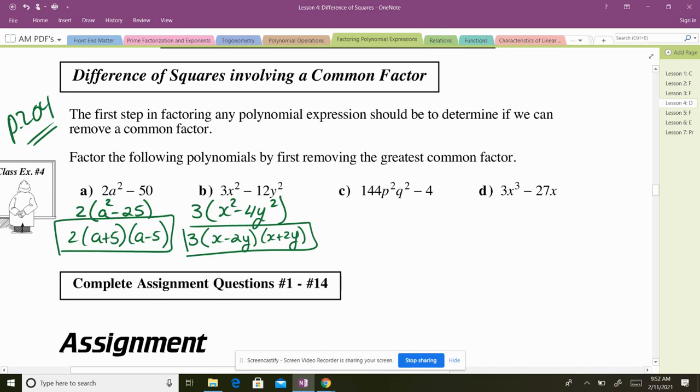All right, what about the next one? Common factor? 4. If I pull that out, I'll get 36 p squared q squared minus 1. Perfect. 6pq plus 1, 6pq minus 1.